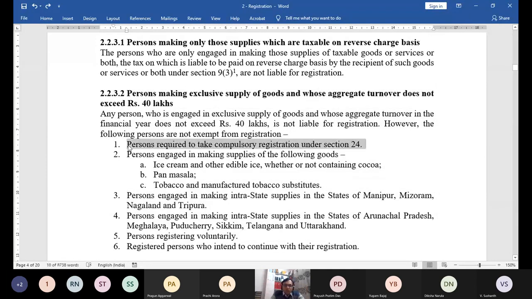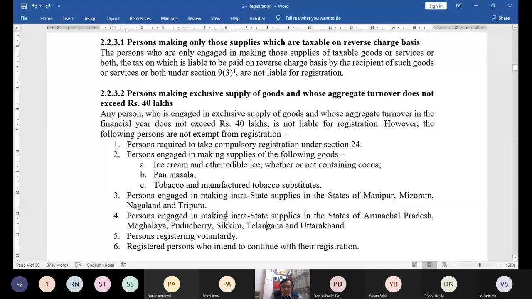Okay, so who have to take compulsory registration under section 24? These people cannot take the benefit of this exempted notification. Suppliers of these products cannot take the benefit of this exempted notification. If I am engaged in making intra-state supplies in these 4 states where the aggregate turnover limit is 10 lakh rupees, what are the names of those states? Manipur, Mizoram, Nagaland, Tripura. If I am engaged in making intra-state supply in these states, then I cannot take the benefit of this notification. Whether I am liable or not depends upon those sections which deal with liability.